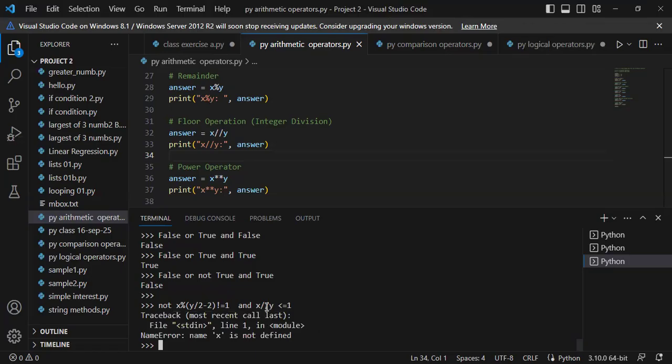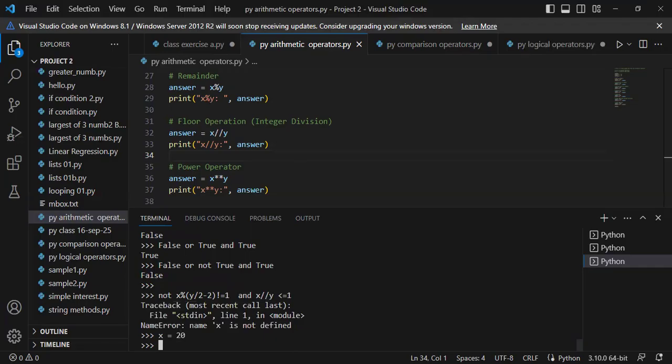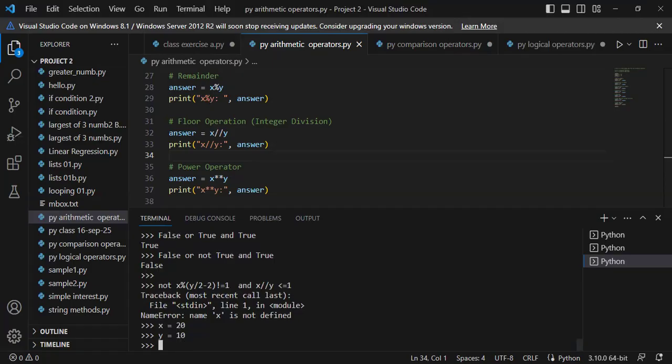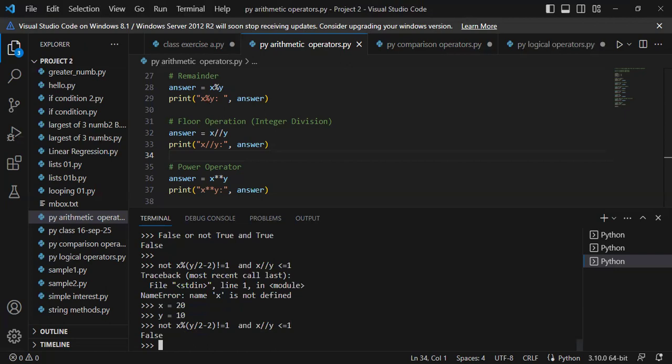Oh, I didn't redefine X and Y. Sorry for that, I have to define X and Y. I thought we had already defined them. X is 20 and Y is 10. The answer is false.